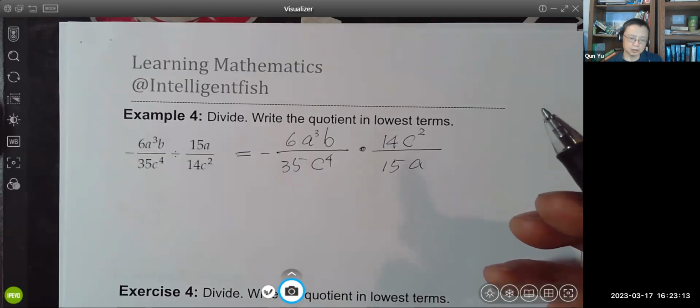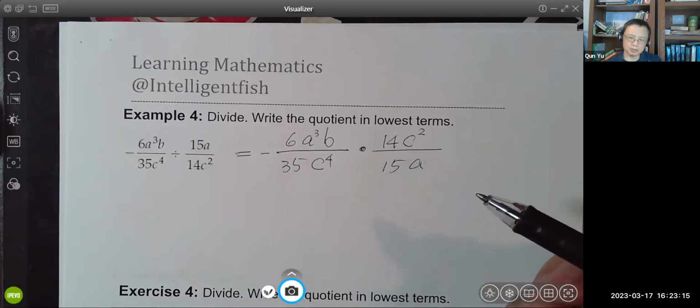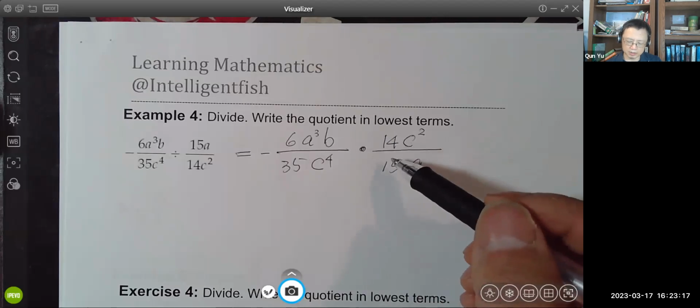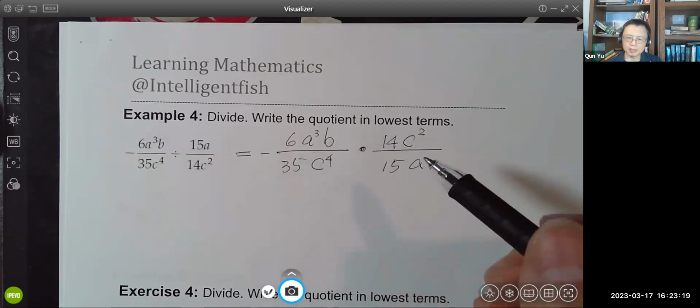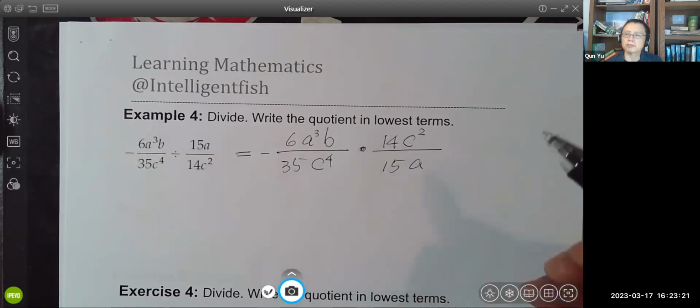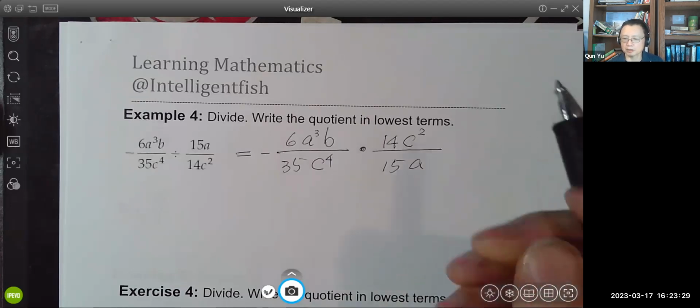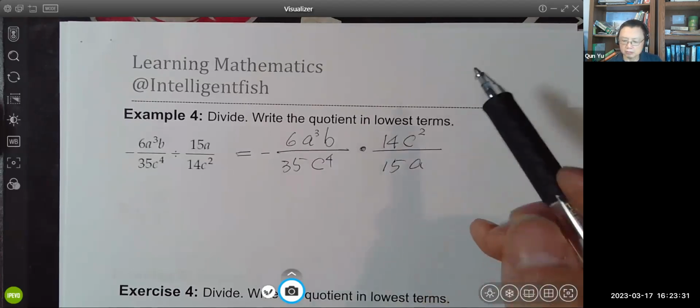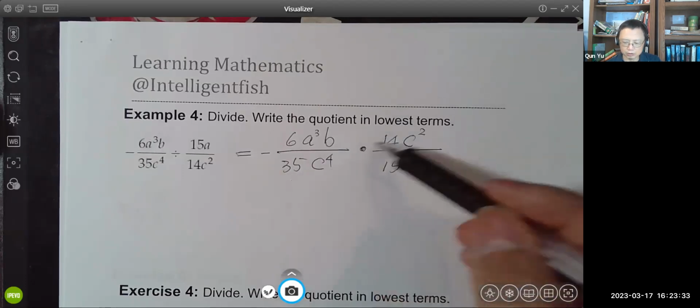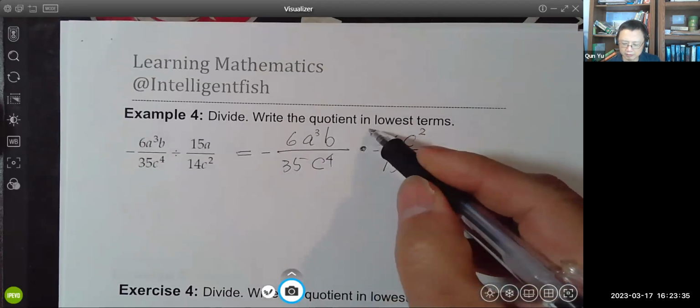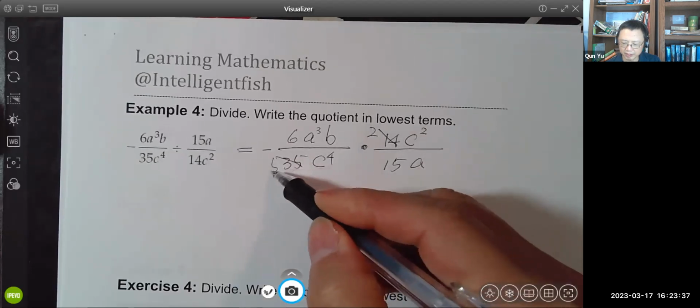By the way, if you have larger numbers and you cannot see a common number that can divide into both numbers, always try prime numbers, because as long as they have common factors, all of those common factors can be factored into prime numbers themselves. So 7 can divide into both. Divided by 7, we get 2, divided by 7, we get 5.